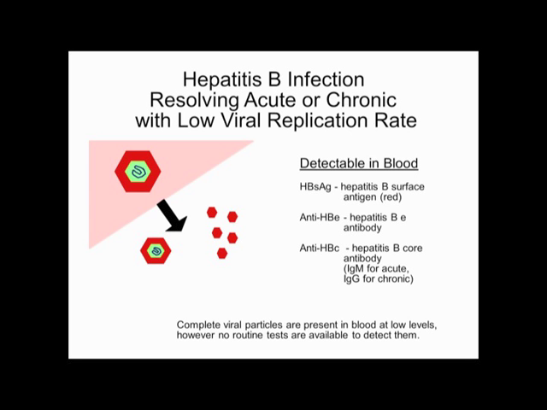So when you're completely resolved, virus is gone, you have two antibodies that you can measure that are helpful. I'm ignoring the E antibody because it really doesn't help. You've got the IgG core, and you've got the IgG antibody to surface protein. That's resolved.